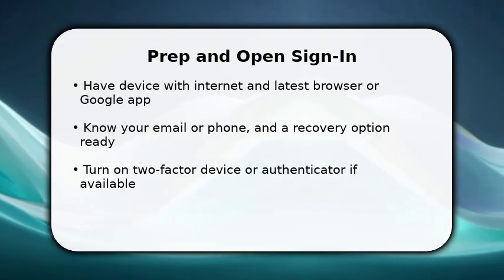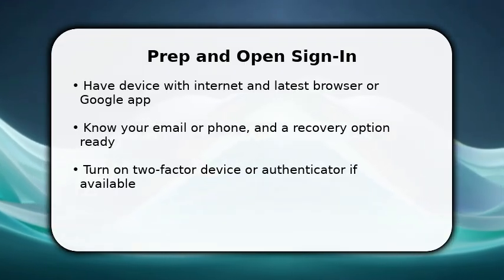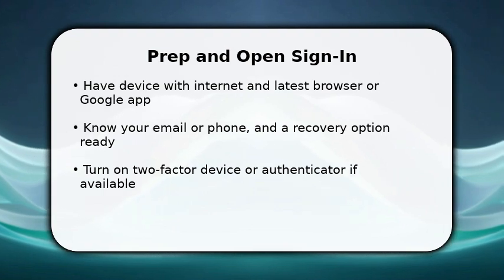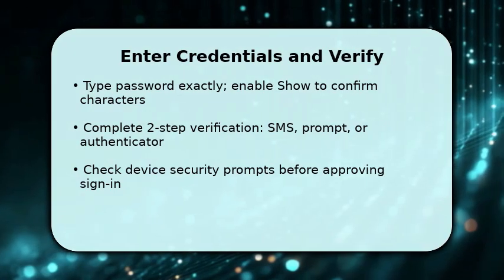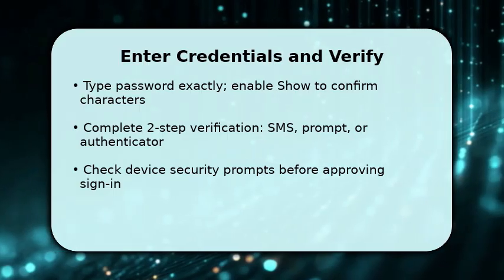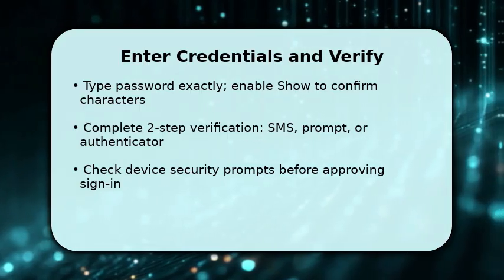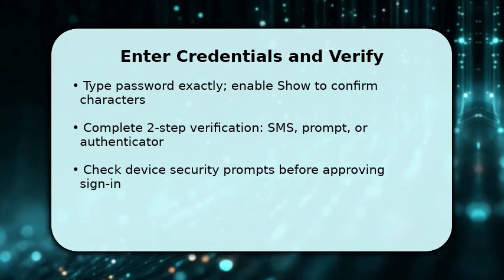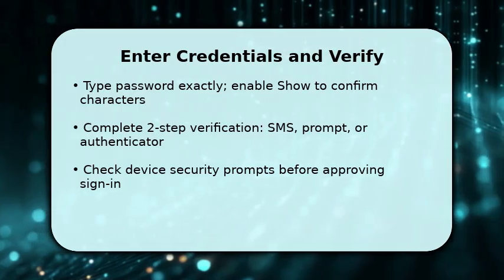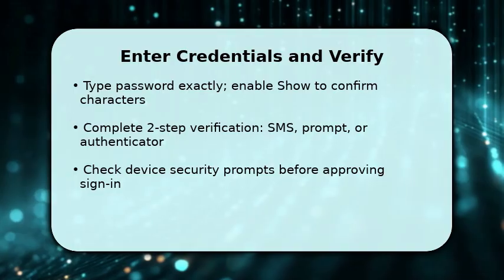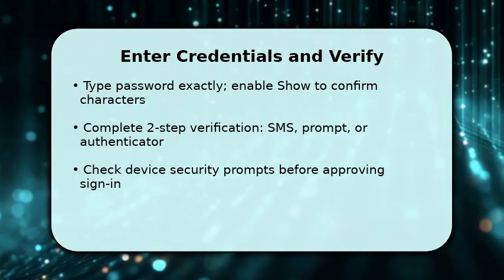Make sure your recovery phone or email is nearby in case Google asks for verification. You now enter the account password carefully. If you mistyped earlier, use the Show option to confirm characters. After the password, Google often requests a second factor. Choose the method you set up: SMS code, Google prompt on another device, or an authenticator code.